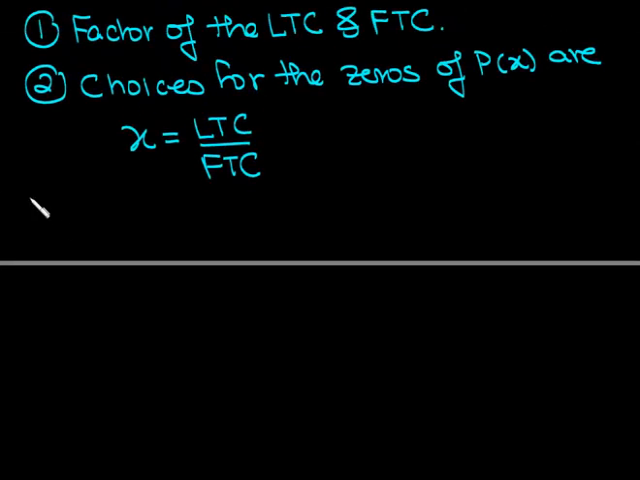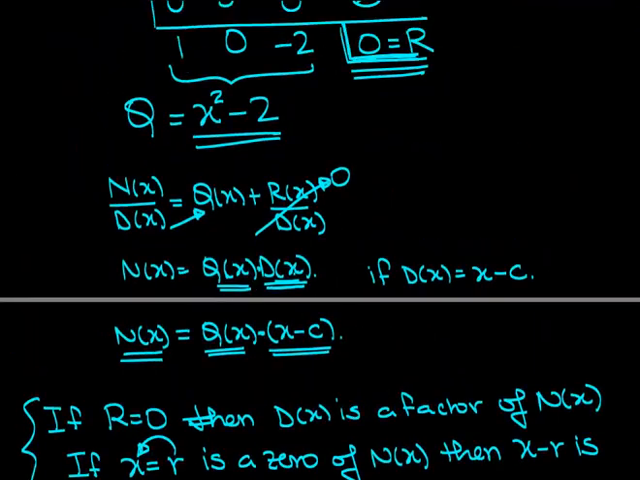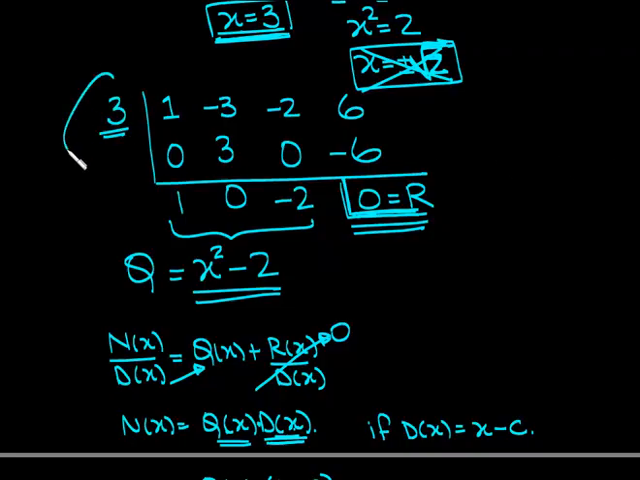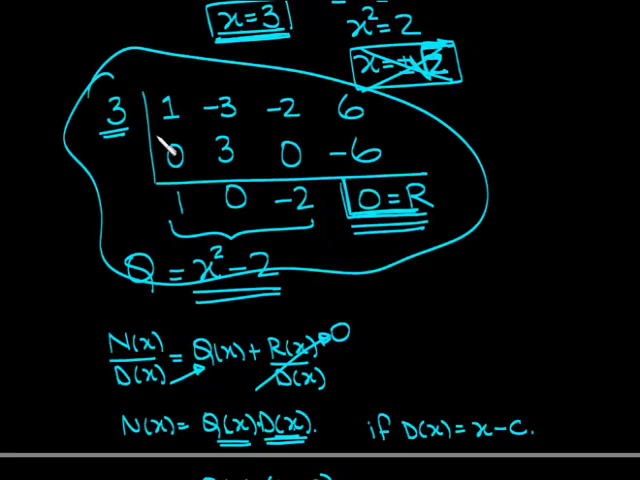The next thing we want to do is, once we have a list of choices, we start dividing. How do we know which of these is 0? Let's say I have 10 numbers, out of which 3 are going to be my zeros. How do I know which one is a 0? What did we just learn? If something is a 0, then when you divide synthetically, the remainder is going to be 0.